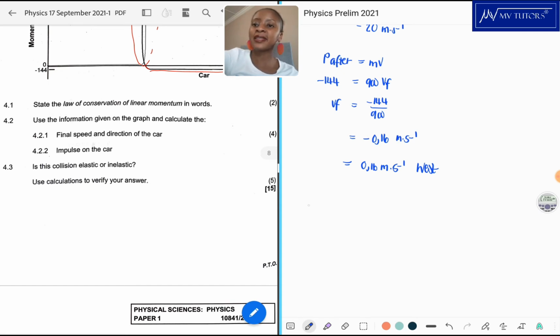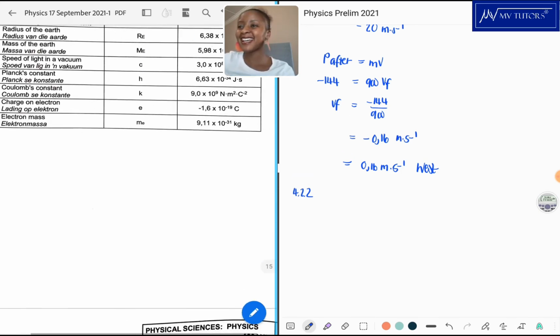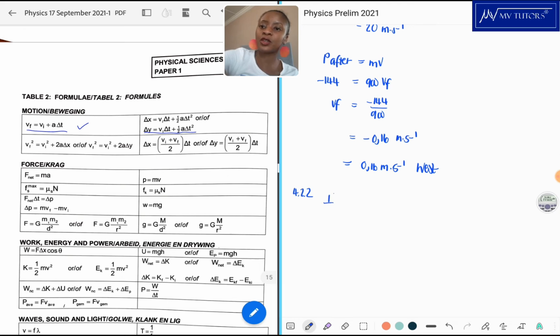Okay, and now they want the impulse of the car. If you've forgotten what impulse is, you can go and check your formula sheet. I actually haven't checked if they have it, but they should. So what is impulse? Impulse is the change in momentum, and we can see it here under the force heading, first, second, third row. Impulse, which is change in momentum, you could say I or delta P, is equal to the net force times time.